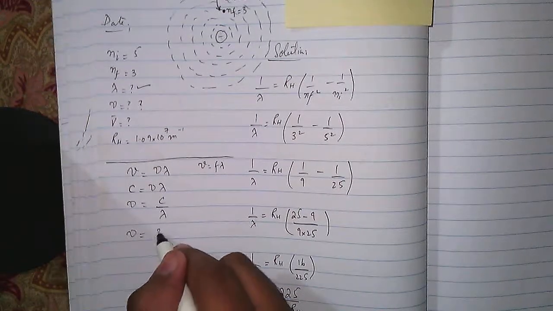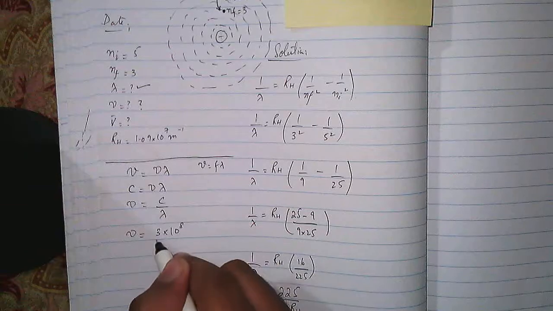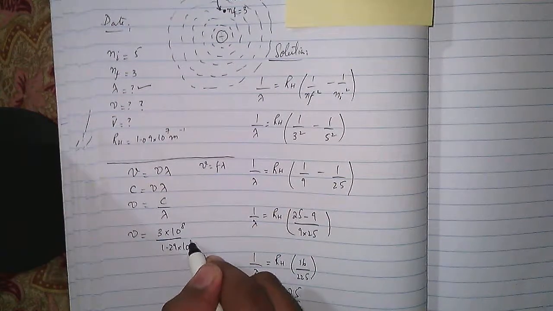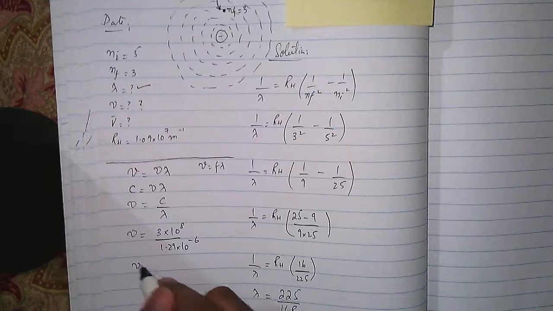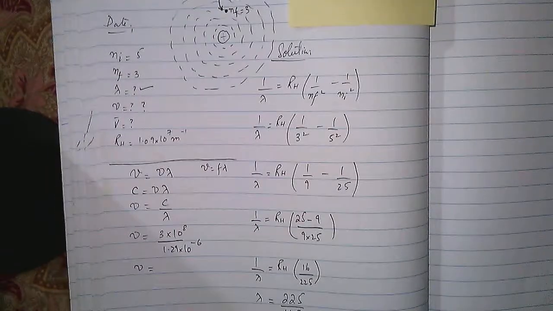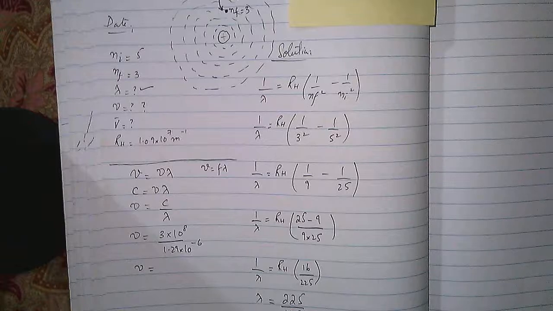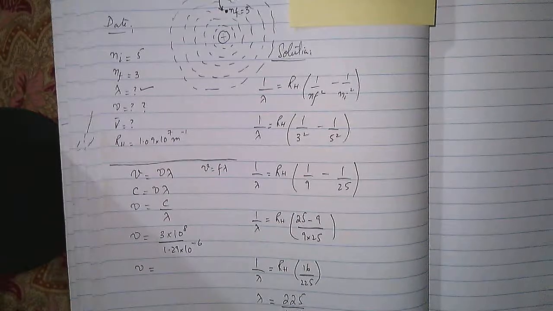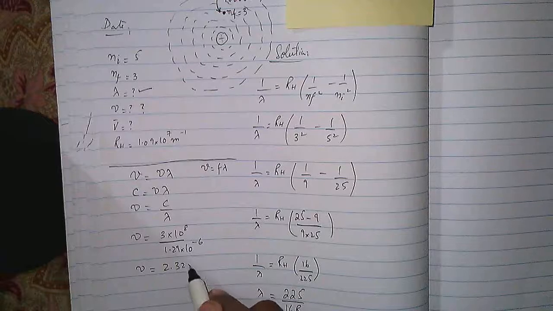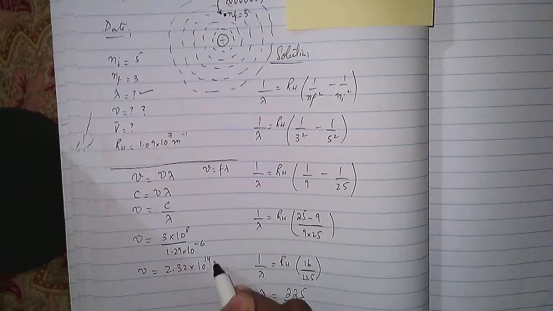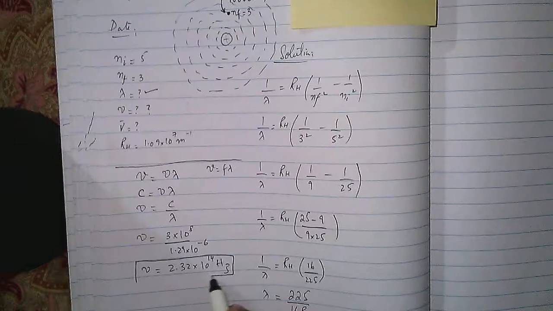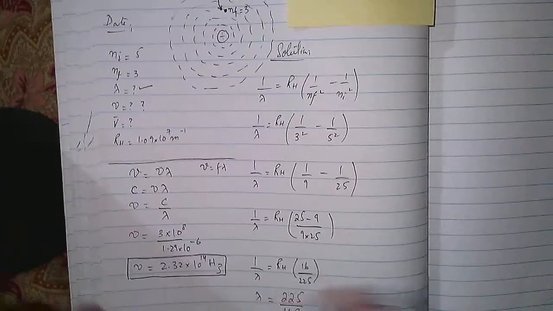Nu will be equal to 3 exponent 8 divided by 1.29 exponent minus 6. So let's find the frequency. 3 exponent 8 divided by 1.29 exponent minus 6, that is 2.32 exponent 14 hertz. This is the frequency.